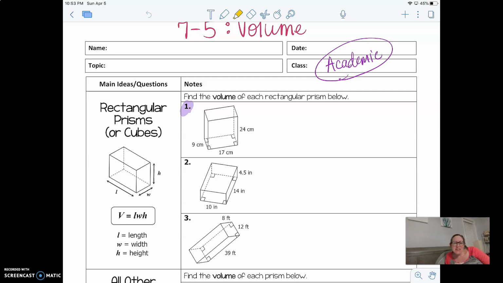I'm just kidding. Okay, so let's talk about volume of very basic shapes first, starting with rectangular prisms or cubes. Sorry, it's late.